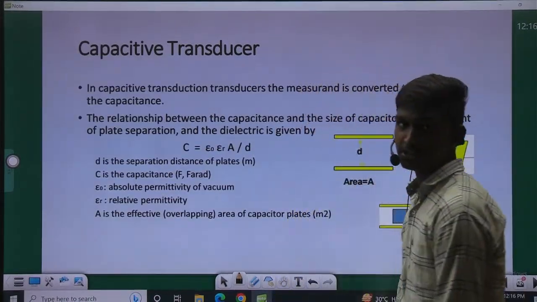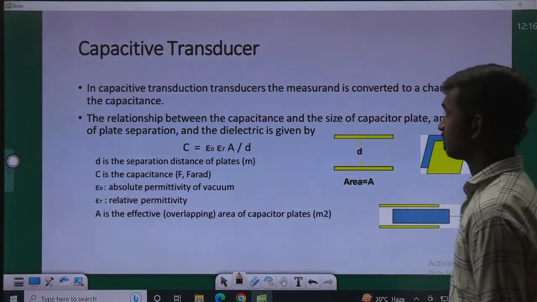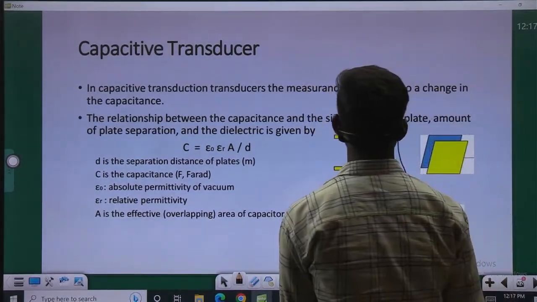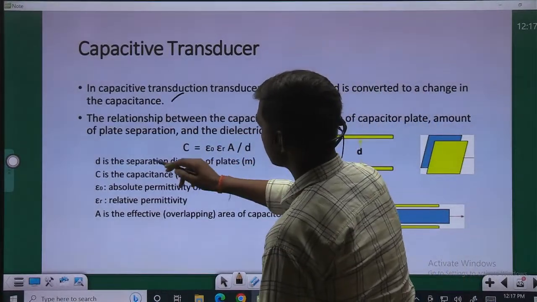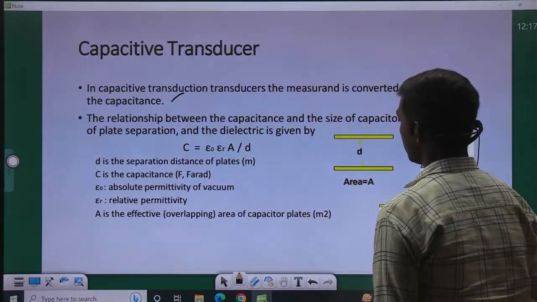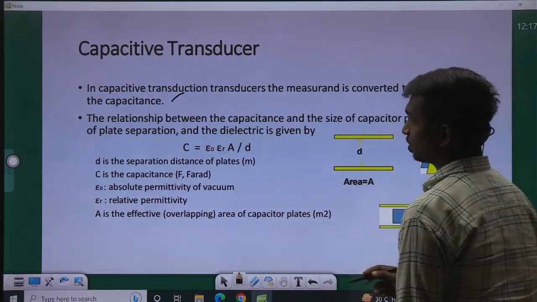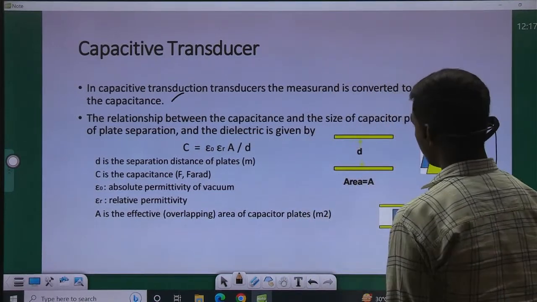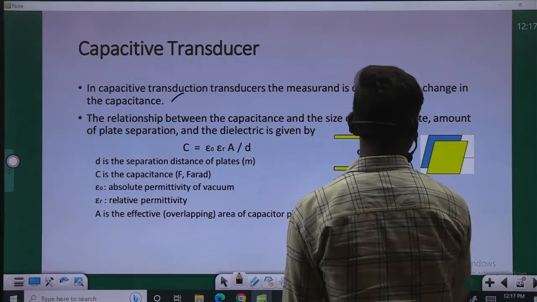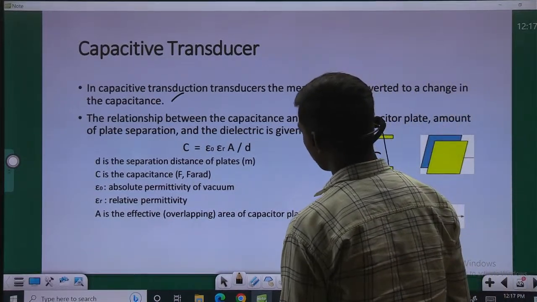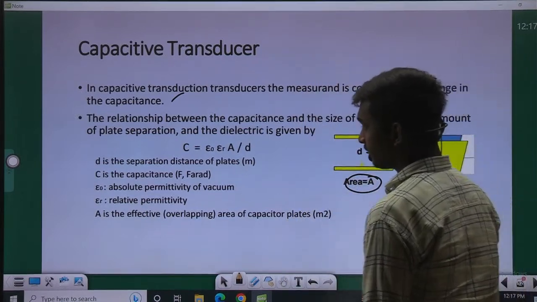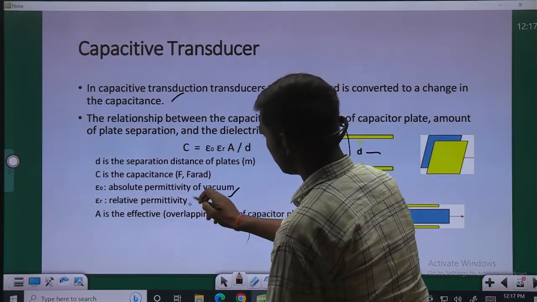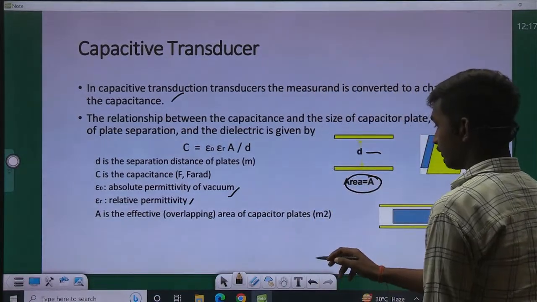Capacitive transducer. In a capacitive transducer, the measurement is converted into a change in the capacitance, and there is a relationship between the capacitance and the size of the capacitor plate, the plate separation, and the dielectric, given by C equals epsilon naught epsilon R A upon D. This is a diagram, D is the displacement. D is the separation distance of the plates in meters, and C is the capacitance in farad, epsilon naught is the absolute permittivity of vacuum, epsilon R is the relative permittivity, and A is the effective overlapping area of the capacitor plates.